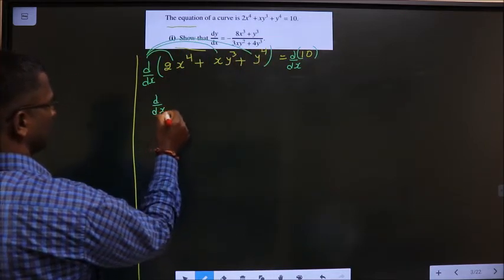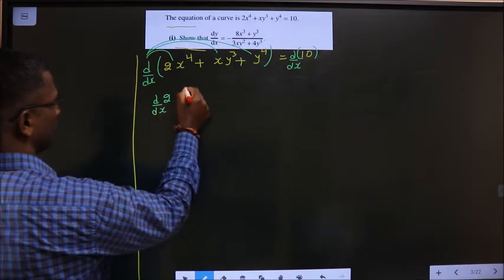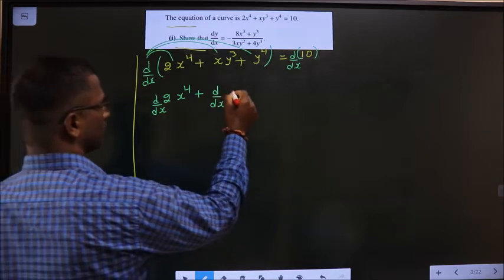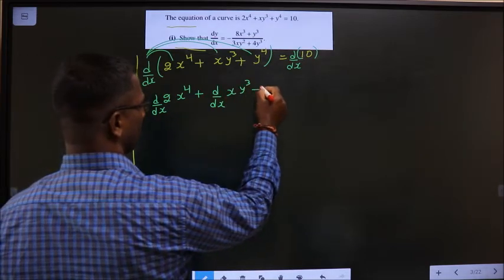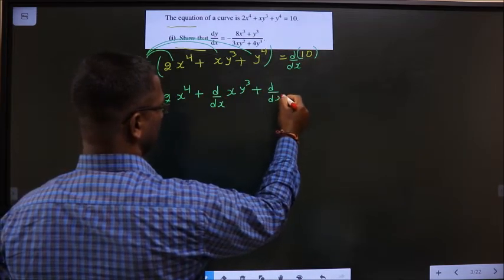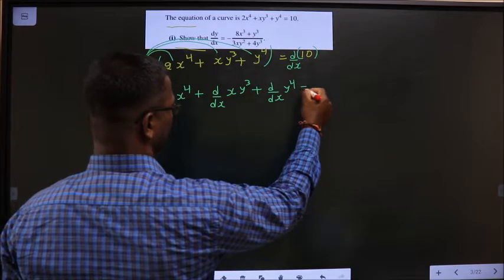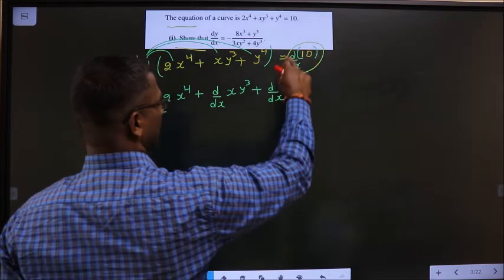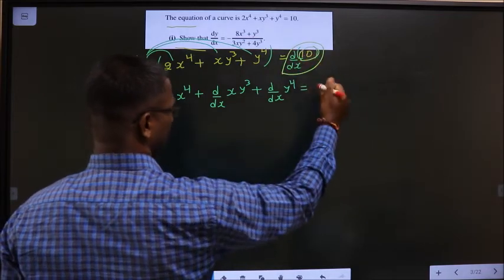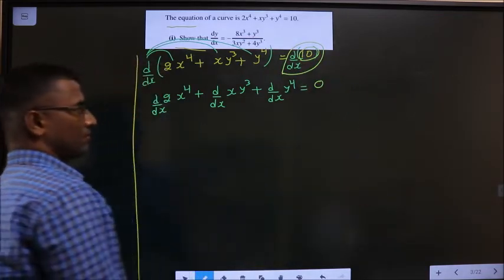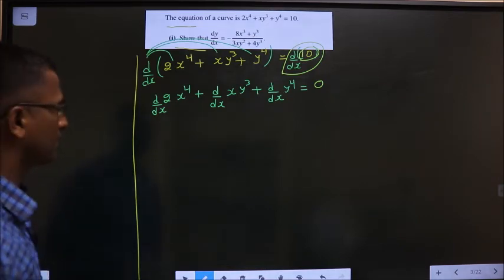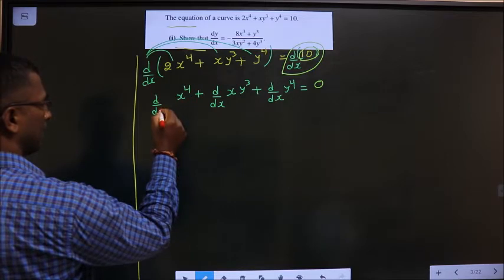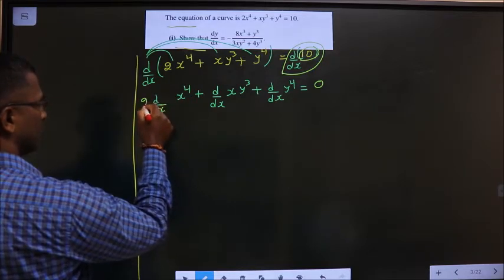D by dx of 2x power 4 plus d by dx of xy cube plus d by dx of y power 4 equal to, differentiation of a constant is 0. Clear? Next, here you see 2 will not play any part, so 2 is outside.